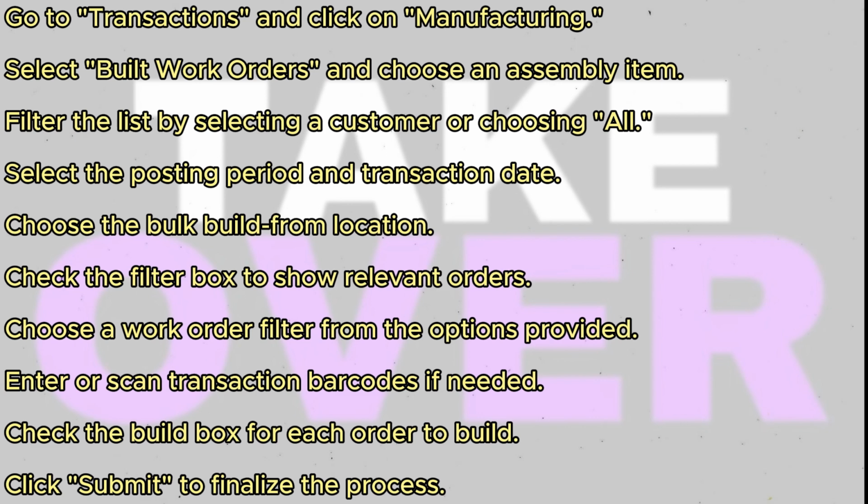In the Filter By field, choose one of the following work order filters: some items committed to display orders with one or more items committed to be built, all items committed to display orders with all items committed to be built, or ignore item availability to display all open orders.